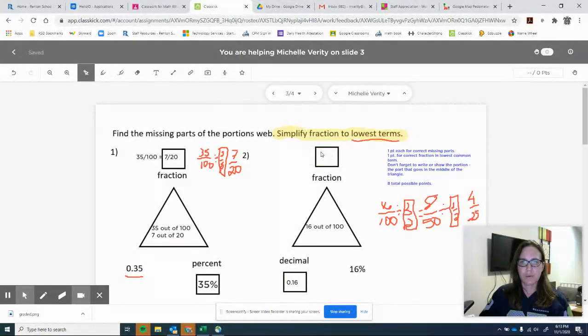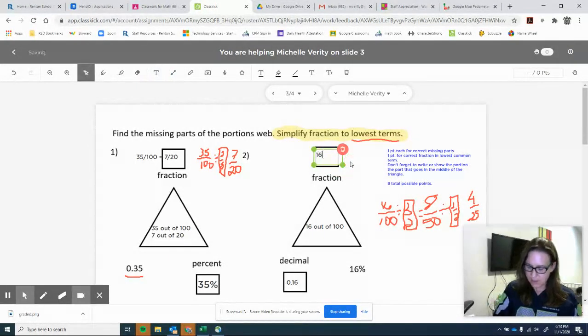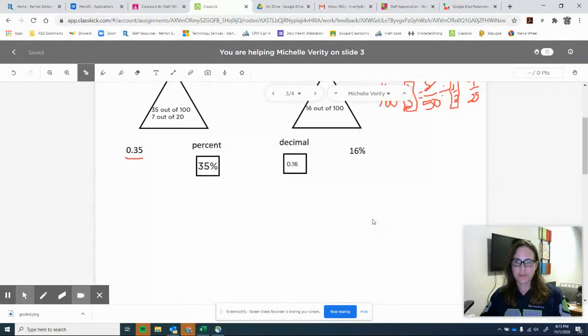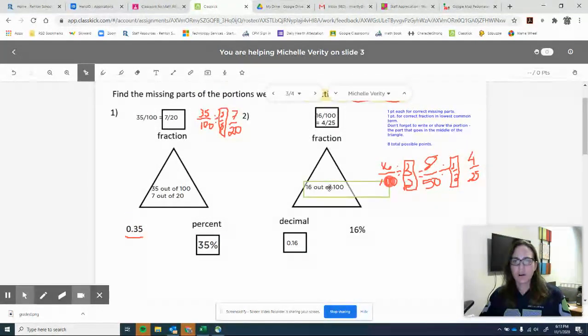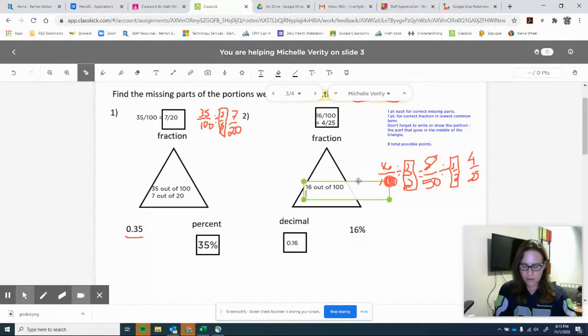So, that was goofy. Let me try that again. So we had 16 over 100, which is equivalent to 4 25ths. So the simplest term would be 4 25ths. All right. So we could also say down here, 4 out of 25 would also be correct.